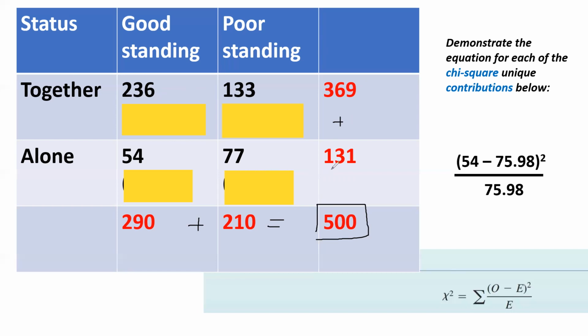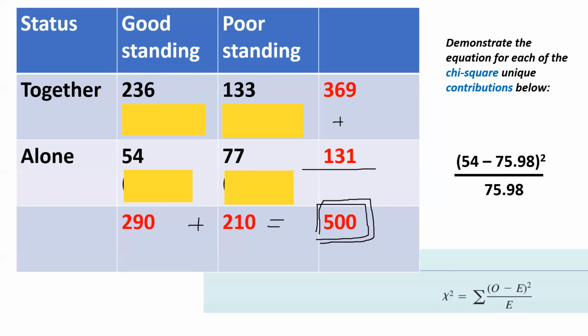369 plus 131 should also equal 500. So if you are doing these values and you got them written down, a nice little double check is to add the values here and to double check the row totals as well as the column totals to make sure that those values all equal 500.